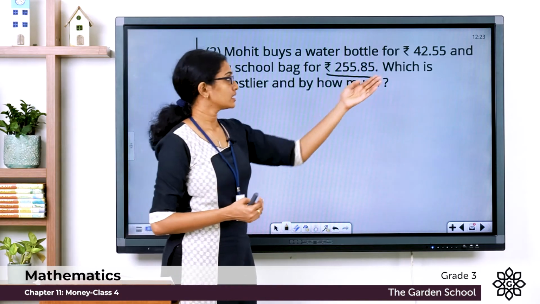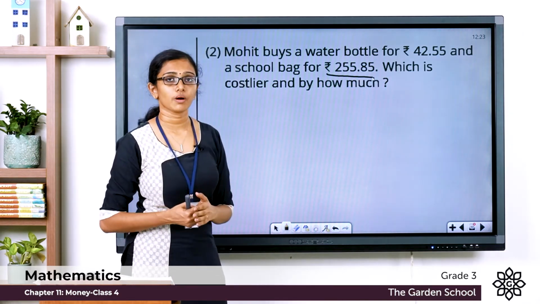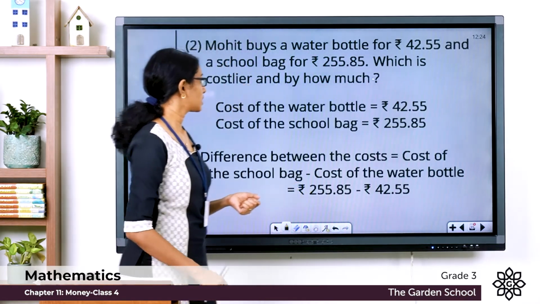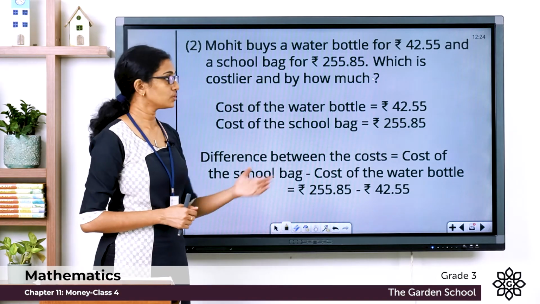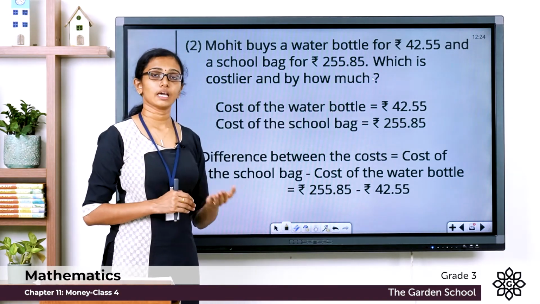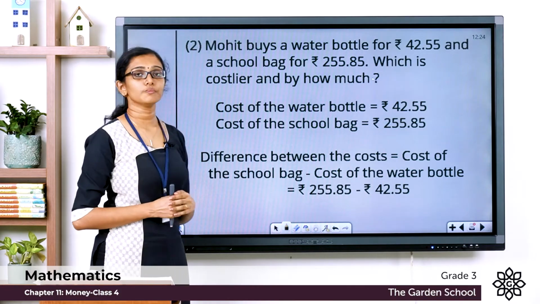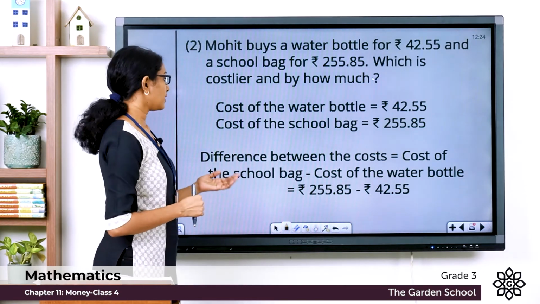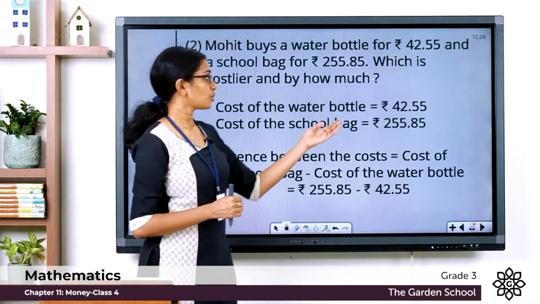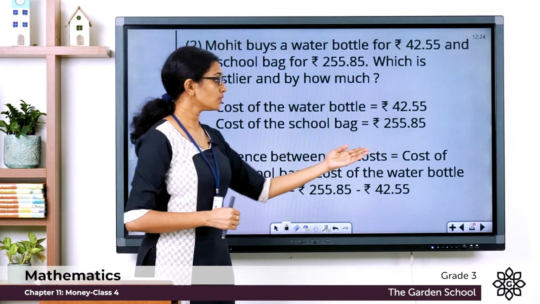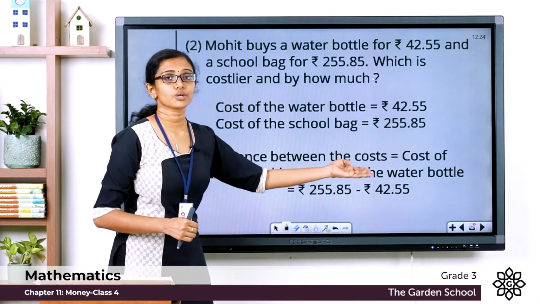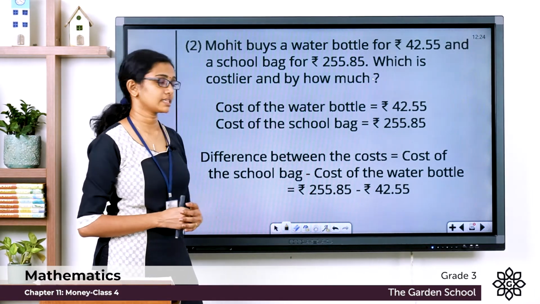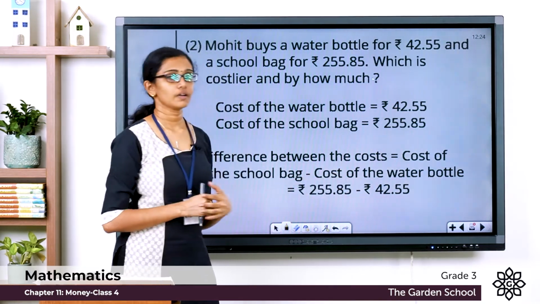Just subtract the two amounts and we'll see by how much amount the school bag is costlier than the water bottle. So let's see the steps. Cost of the water bottle is equal to 42 rupee 55 paise as given in the question, and cost of the school bag is equal to 255 rupee 85 paise. Now the difference between the cost is equal to, which is the greater amount? Cost of the school bag. So cost of the school bag minus cost of the water bottle, and that is 255 rupee 85 paise minus 42 rupee 55 paise.